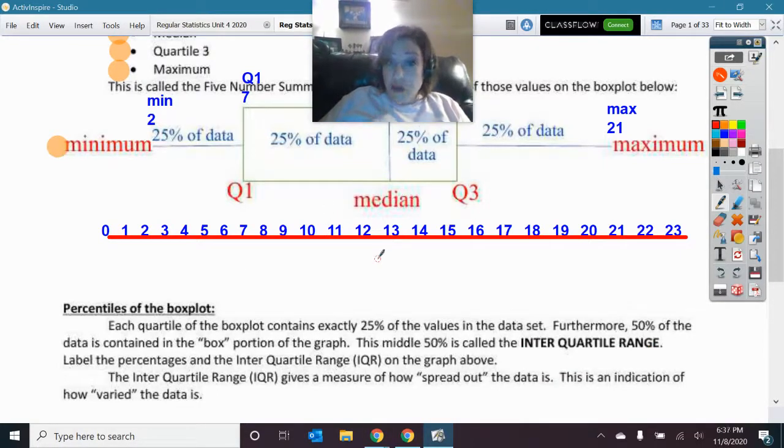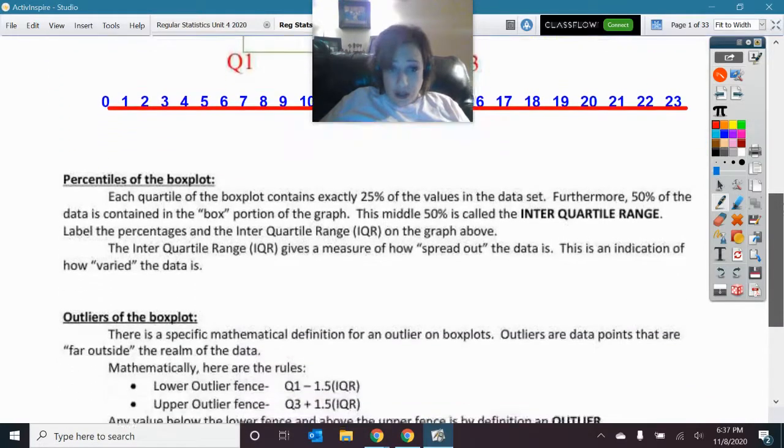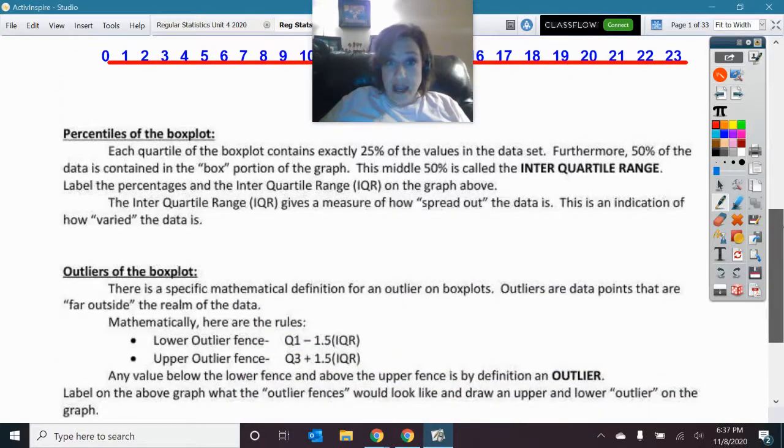And we'll be using that also when we are finding our outlier fences, because that is something that you did not do in 6th grade that we will add in right now. So we'll add to that outliers. So here is the discussion of the outliers, and then we'll go practice this. There are actually specific mathematical definitions for what an outlier is. Outliers are data points that are, of course, far outside the data. Well, what's considered far outside the data? Well, here's mathematically what it is.